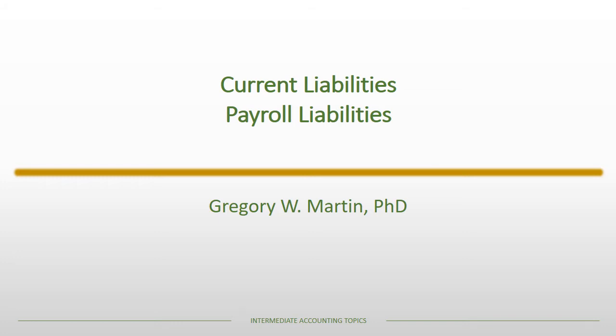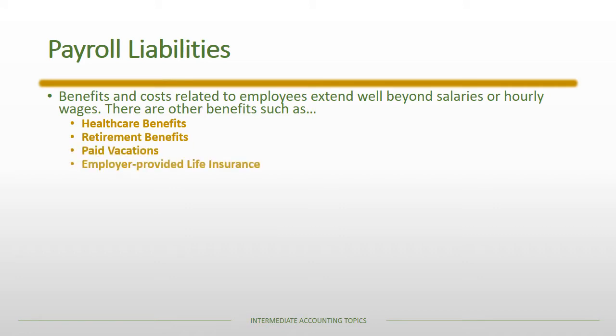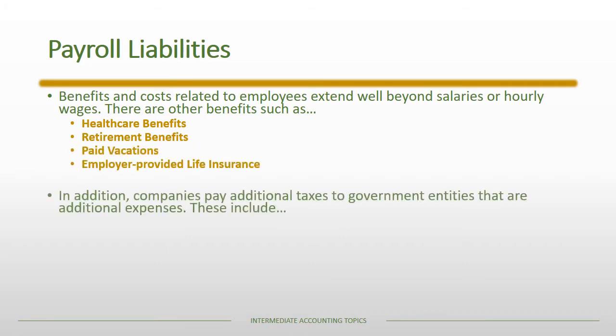In this lecture, we're going to walk through one of the more common examples when we're talking about current liabilities, and that's payroll liabilities. So there are lots of benefits and costs related to employees that extend well beyond salaries or hourly wages. Some of these things include healthcare benefits, retirement benefits, paid vacations, employer-provided life insurance, and in addition to these benefits that are provided, companies do have to pay additional taxes to government entities that are additional expenses.